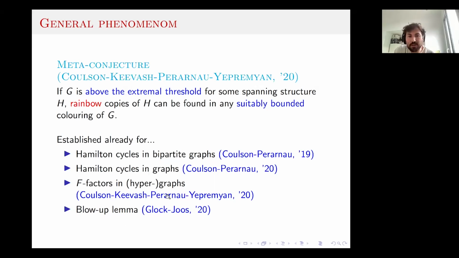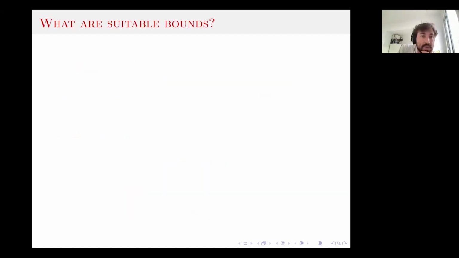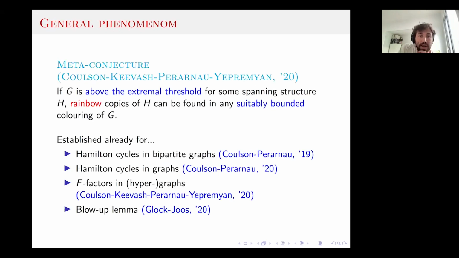So given this list of results, Hamilton cycles in hypergraphs seems like the biggest thing missing. So we kind of understand graphs pretty well, but we didn't know how the Hamilton cycles went. So this was what motivated us to have a look at this. And I've got a little bit of time left, so I want to talk briefly about what is meant by suitable bounds in this meta-conjecture.